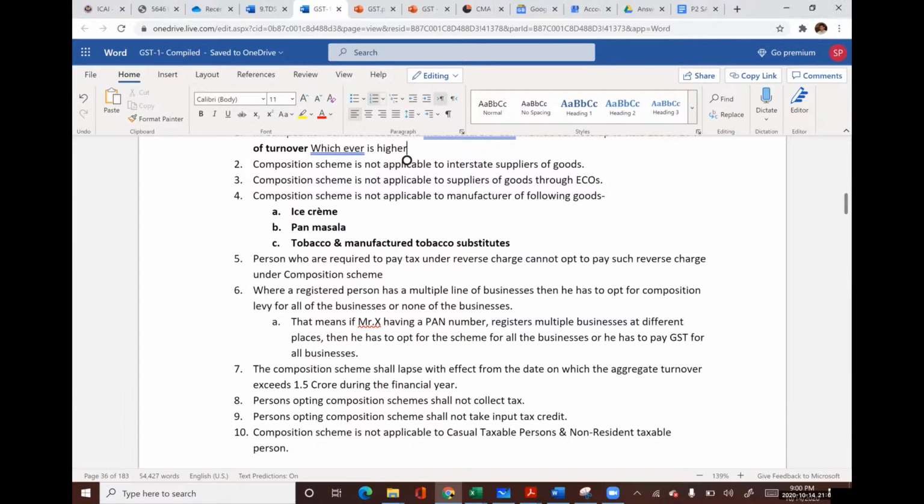Persons who are required to pay tax under reverse charge cannot opt to pay such reverse charge under composition scheme. So if you are supposed to pay GST under reverse charge, we are yet to discuss that, but remember this, I will bring this again. If you are paying GST under reverse charge, composition scheme is not applicable to you.